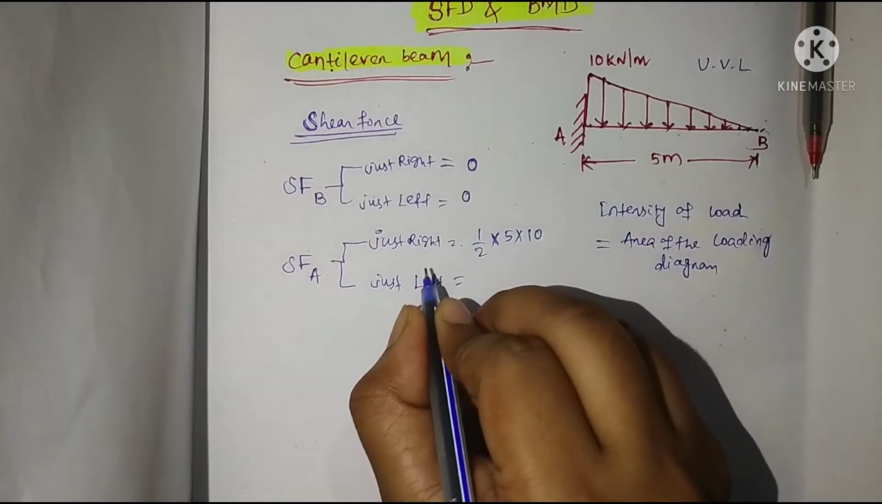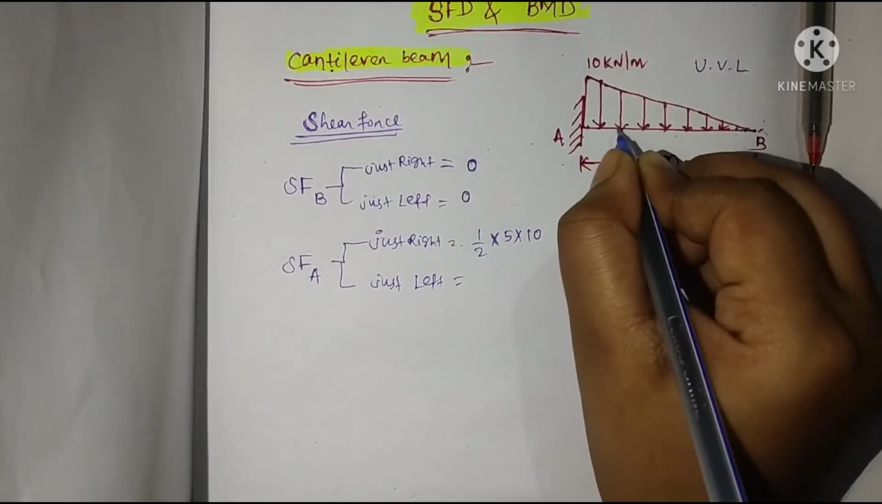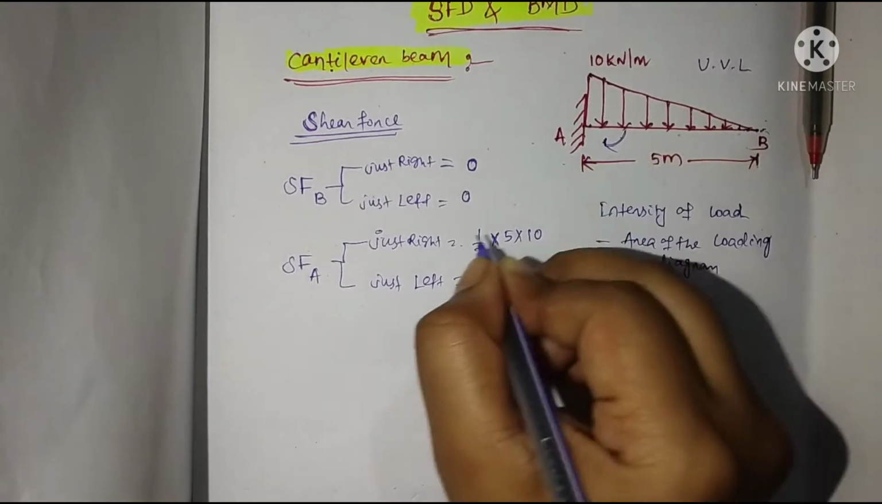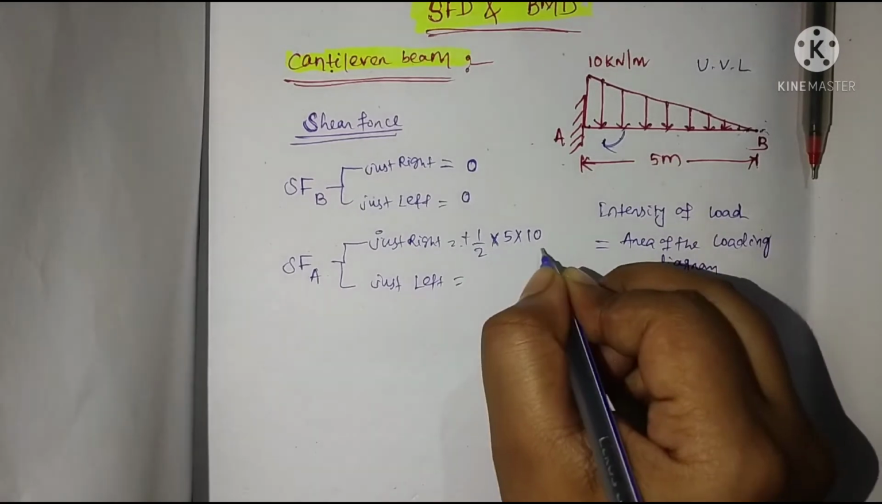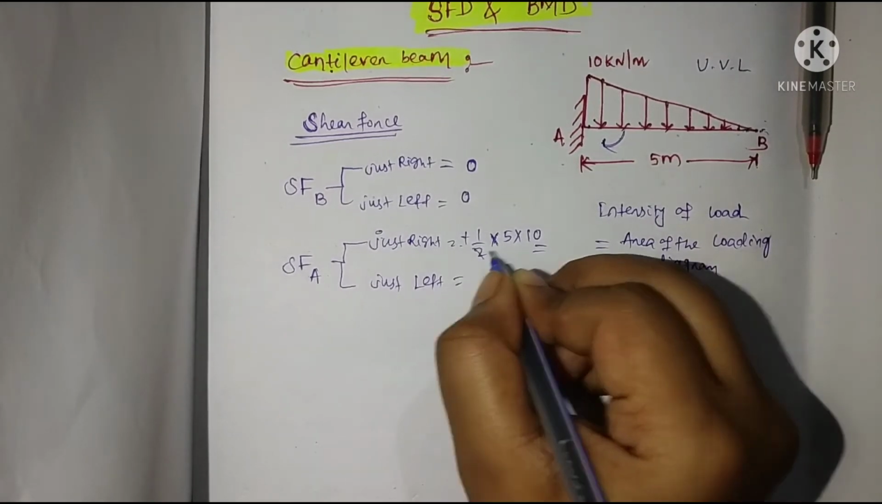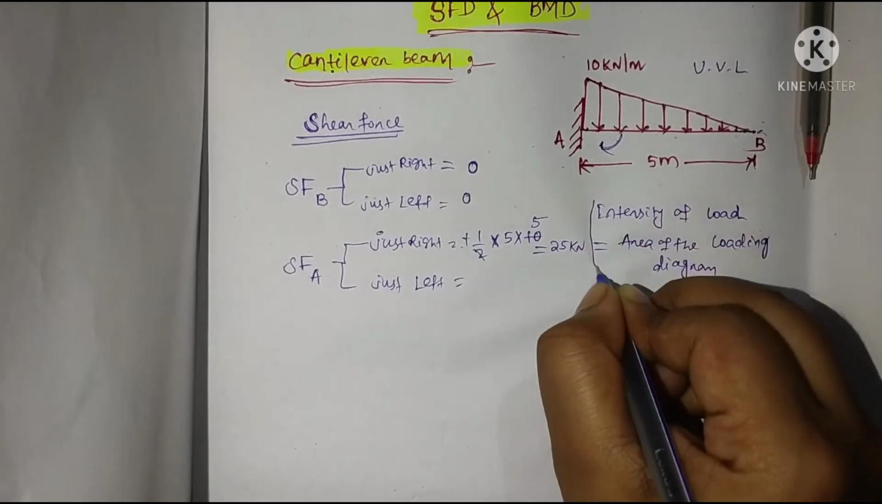Now we come to the sign convention. About this point, this load gives which moment? A clockwise moment, so it will be positive. Here we can calculate the value of shear force, which is 25 kilonewton.